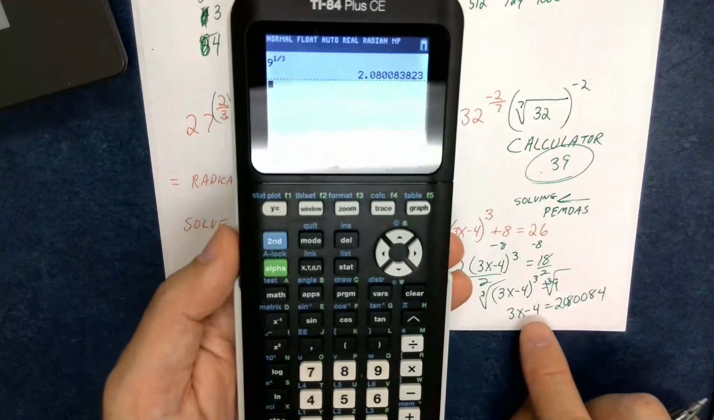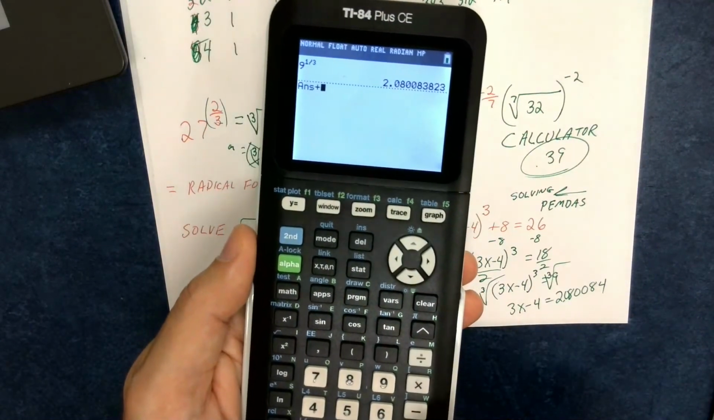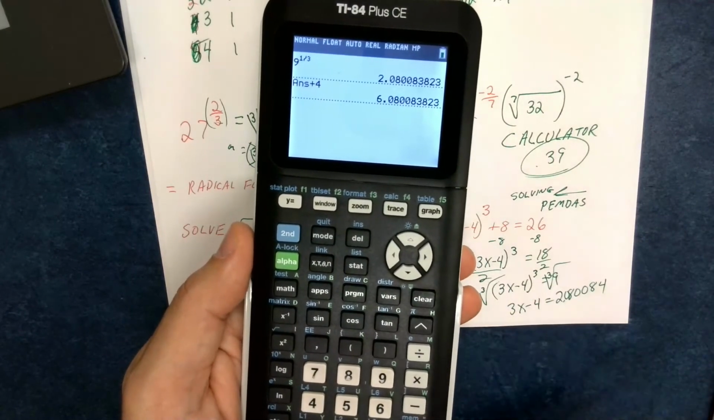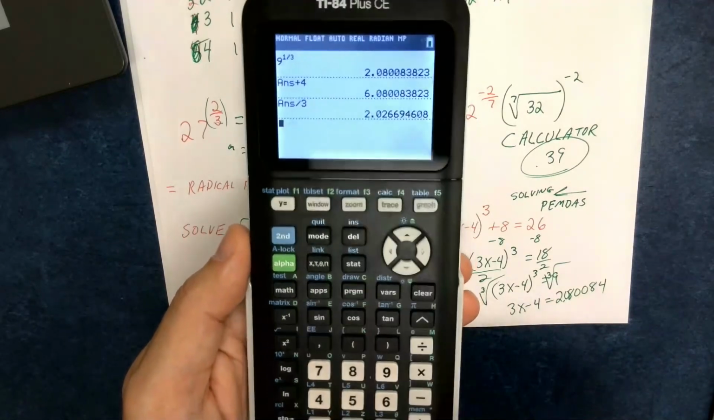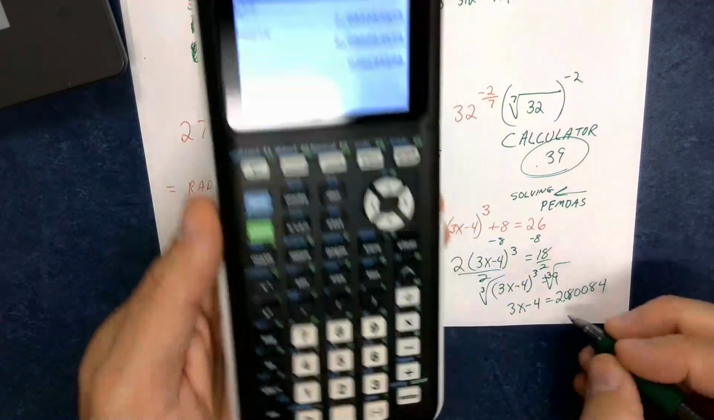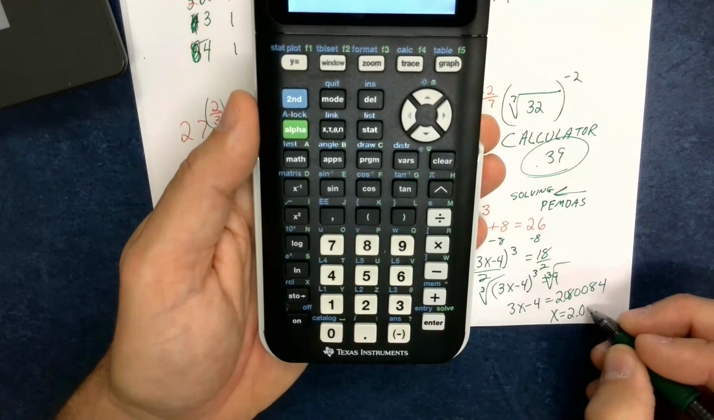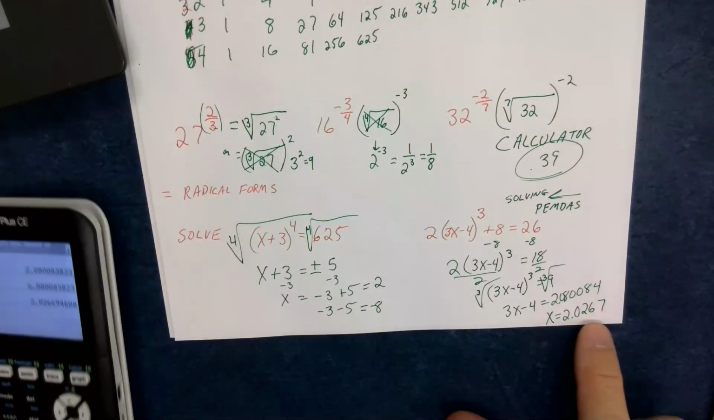Okay. And now I need to add 4 to both sides, right? So on my calculator, I'm just going to do plus 4 and hit enter. I'm going to hit enter after every computation that I do. And then I have to divide by 3, divide by 3, enter. And I get 2.0267. So x equals 2.0267. Okay, so that's my solution.